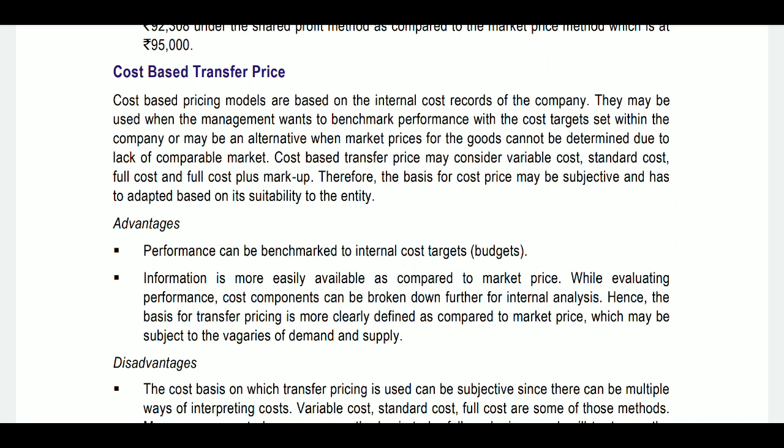What is considered? Variable cost, standard cost, and full cost plus any markup, and therefore the basis for the cost price may be adapted based on its suitability to the entity. What are the advantages and what are the disadvantages? Performance can be benchmarked to the internal cost.